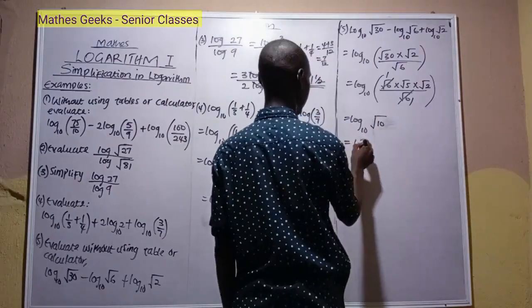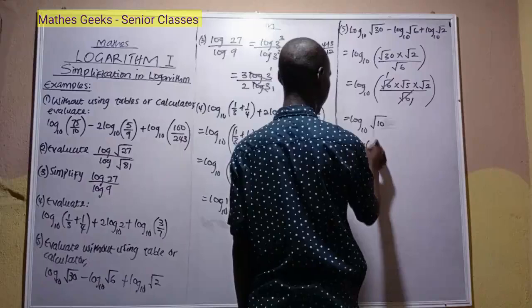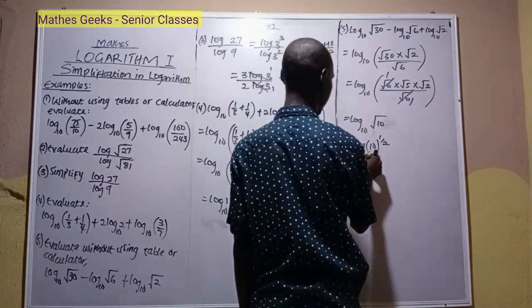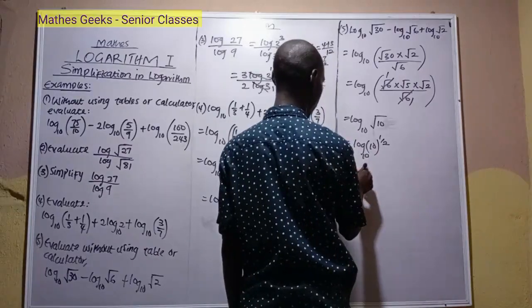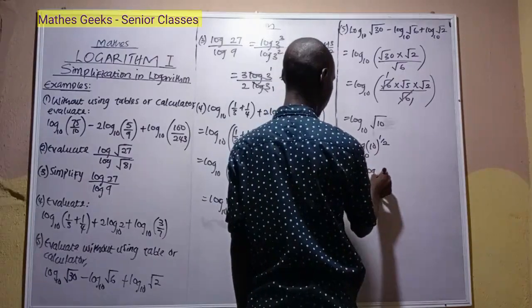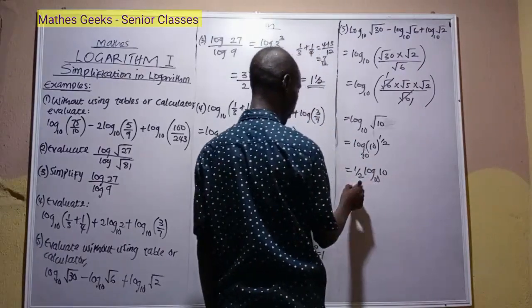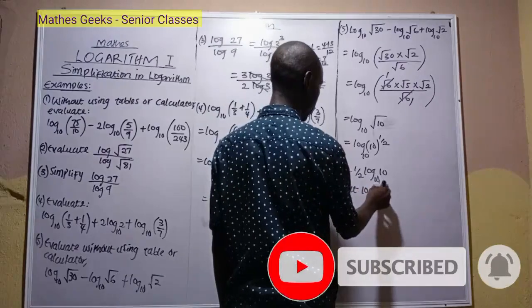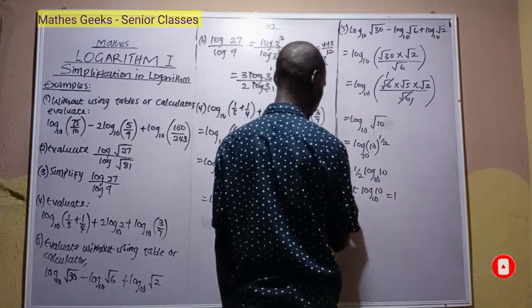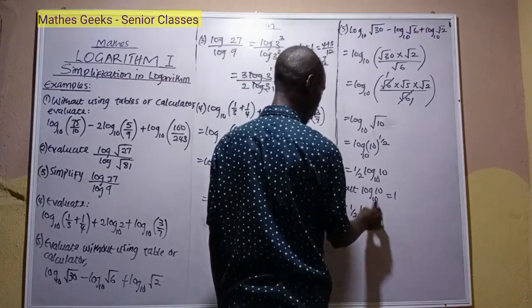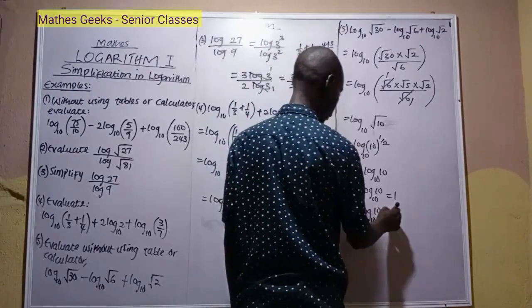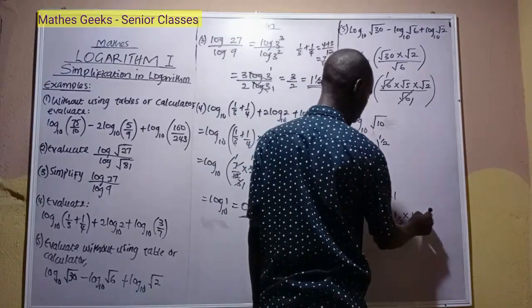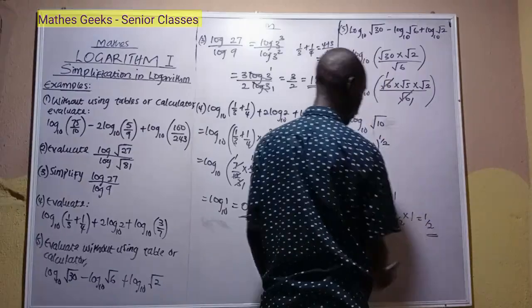Root 10. This is root 10 raised to 1 over 2, to the base 10. So 1 over 2 log 10 to the base 10. But log 10 to the base 10 is equal to 1. So therefore, this will give us 1 over 2 times 1, and that's equal to 1 over 2. Final answer.